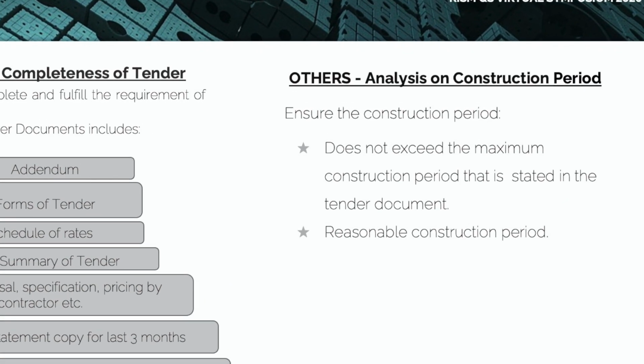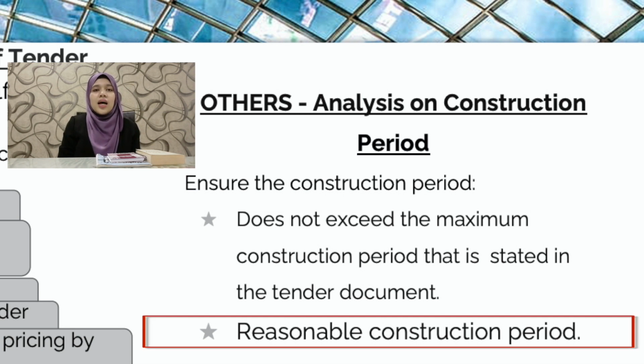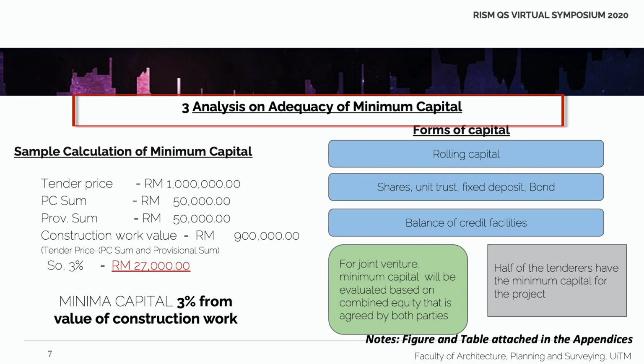Thirdly, analysis on construction period. QS have to make sure that the construction period does not exceed the construction period which is stated in the tender document and have reasonable construction period. Analysis on adequacy of minimum capital.